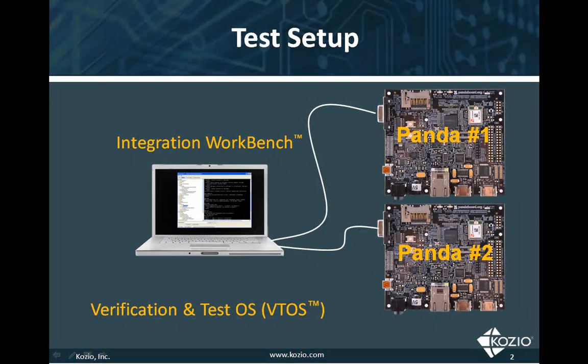Let's take a moment and review the test setup. We'll be using a Panda board, which is based on TI's OMAP4 processor, and we'll be using two of those boards. The first Panda board exhibits a memory error, and the second one does not. Each Panda board will be running VTOS. VTOS is Casio's special purpose operating system for verification and test. VTOS will be communicating to a laptop which is running Integration Workbench. Integration Workbench acts as a user console, providing a test menu as well as a command line interface to VTOS.